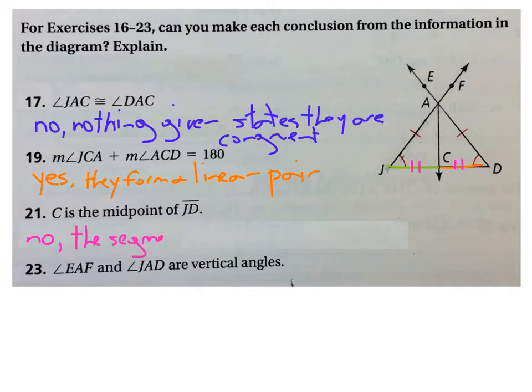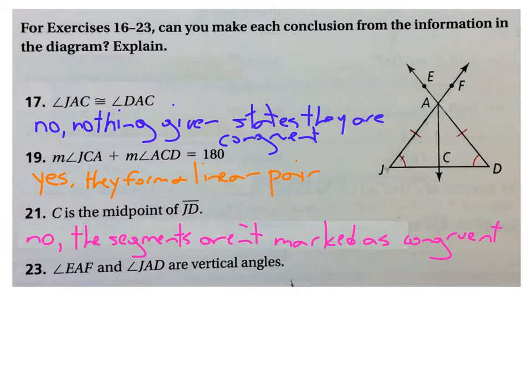The segments aren't marked as congruent. Because if they wanted us to know that they were congruent, they'd have to tell us that, or give us some information that would lead us to believe it, and we don't actually have any information to believe that. Okay? And finally, let's erase these marks from here.